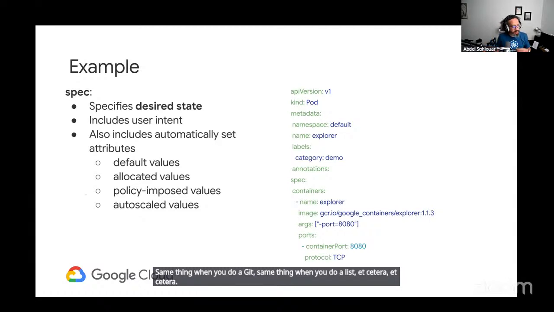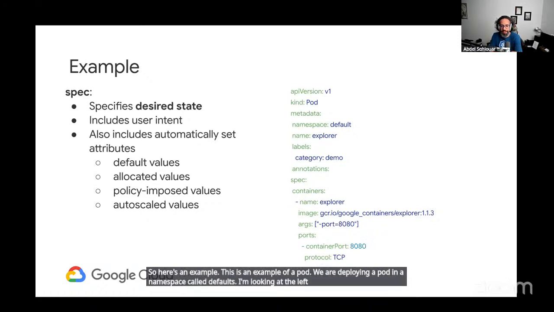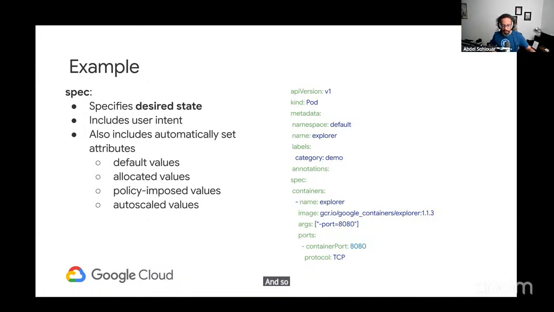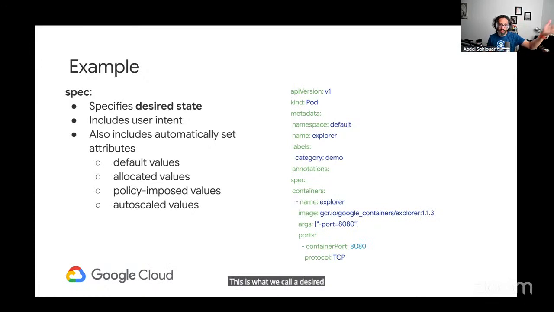So here is an example. This is an example of a pod. We are deploying a pod in a namespace called default. I'm looking at the left, by the way, because that's where my slides are. It's not because I don't want to look at the camera. You see this YAML file describes a pod that has a name called Explorer, stored in a namespace called default. It has a bunch of labels and a bunch of details. This is what we call a desired state. This is what I intend to deploy. You send that to the cluster.